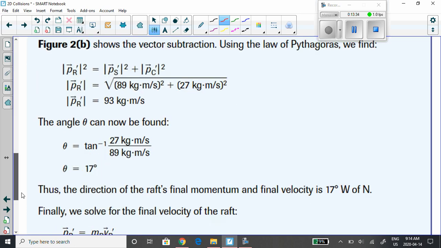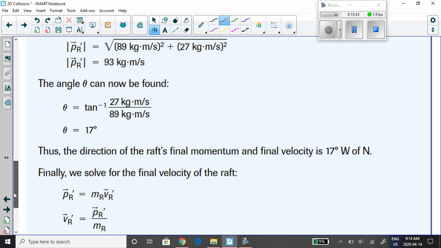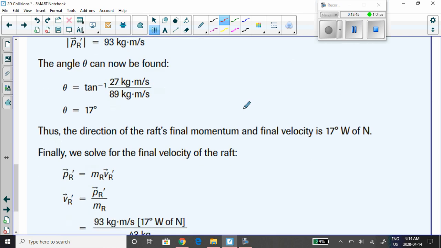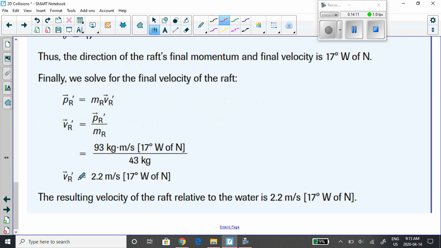Let's scroll down here. Here we go. So they use Pythagoras, they use tan inverse, and we have found the direction of the raft as the child is walking. All right, it's at 17 degrees, and we have found the momentum of the raft as the child is walking, 93 kilogram meters per second. And the last thing they want us to do is say, look, if you know the momentum and you know the equation for momentum, divide the momentum by the mass of the raft, and you will have the velocity of the raft as the child is walking. And there we have it right there.